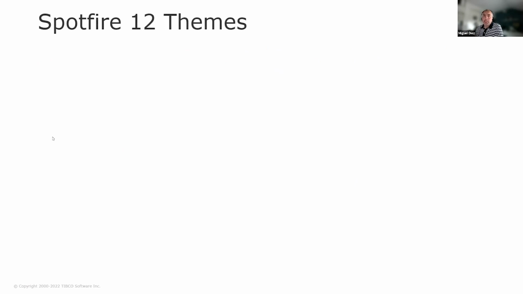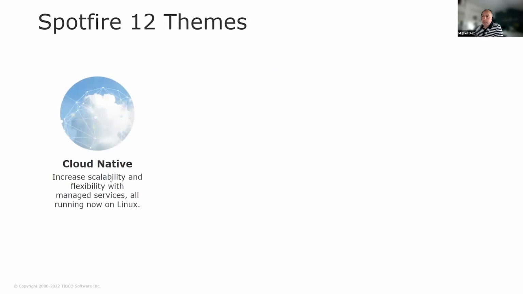Spotfire 12 has four main themes. Cloud native. Now it's much easier to deploy and manage Spotfire 12 in Kubernetes using the official Spotfire containers and Helm chart recipes. And you can run all of the services on Linux. Spotfire is a first-class cloud citizen now, managed using industry standard tools and even providing elastic scaling for all the services.